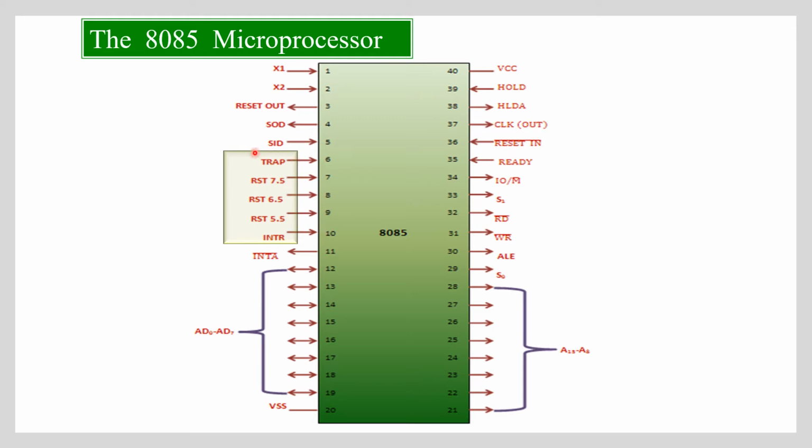So these are the hardware interrupts. The TRAP is having the highest priority and INTR is having the lowest priority. Then INTA bar, interrupt acknowledgement bar. Bar means it is an active low signal and it is an output signal. See, these are input signals, right? Then AD0 to AD7 and then VSS. Today we are going to see all these pins in detail.